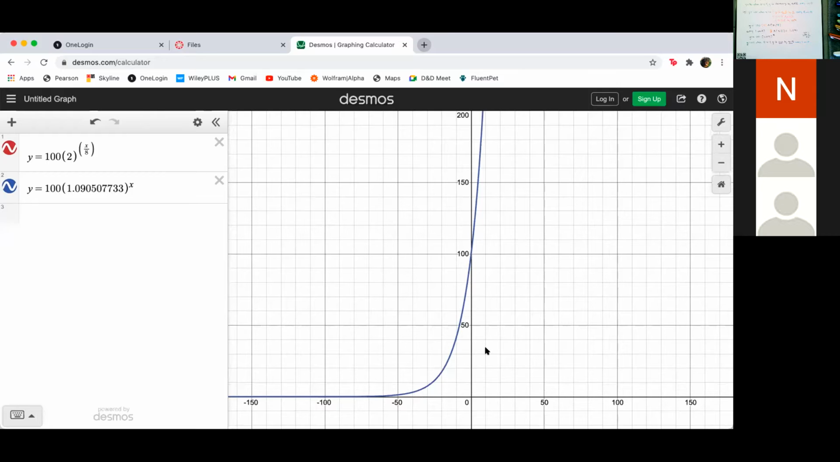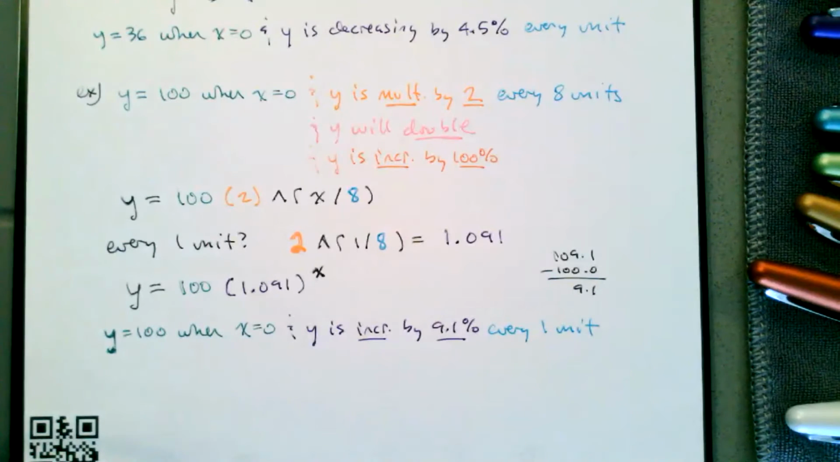So we have two different ways of describing what's going on. It's important that we be able to do these calculations, because they sound pretty different. If I say this quantity is going to increase by 9.1% every unit, that might be less impactful than saying something is going to double every 8 units.